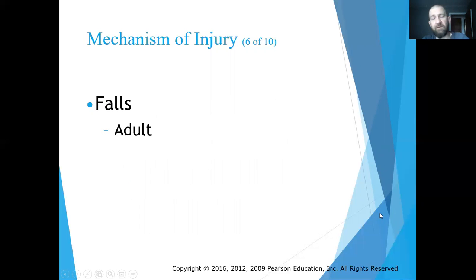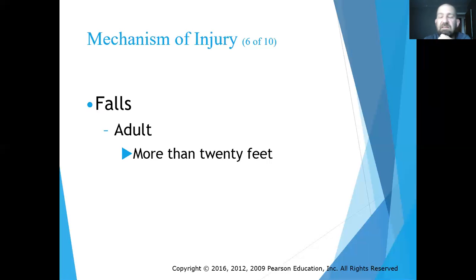All right, falls. Falls happen all the time. For adults, we need to be worried about a fall of greater than 20 feet. That is a significant fall and requires a trip to a trauma center, not just a local hospital, but a trauma center. The farther you fall, the faster you go, up to a point, obviously. But if you're falling from 20 feet, you're moving pretty quickly when you hit the ground. So that's a lot of force applied to the body.